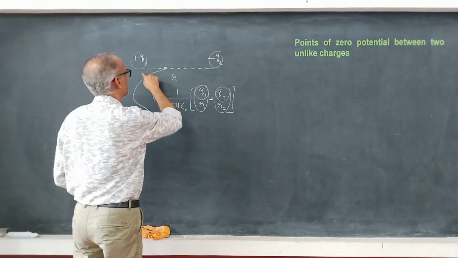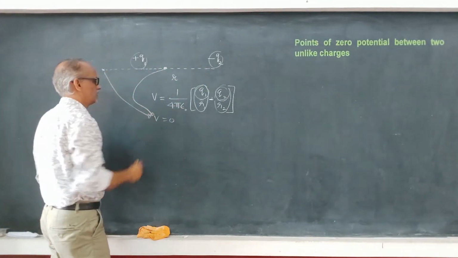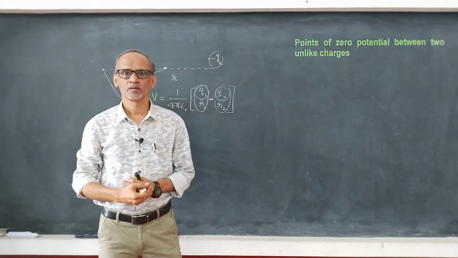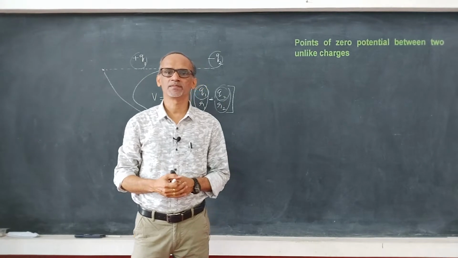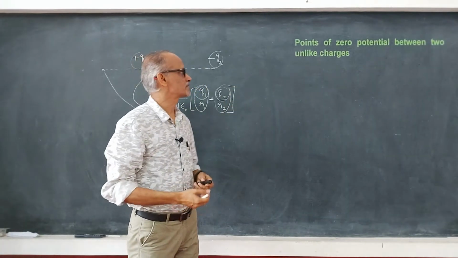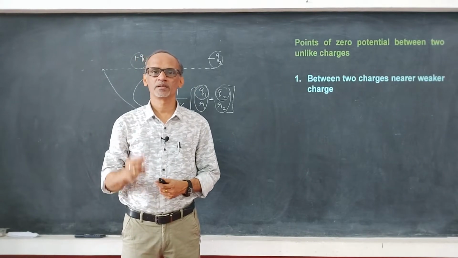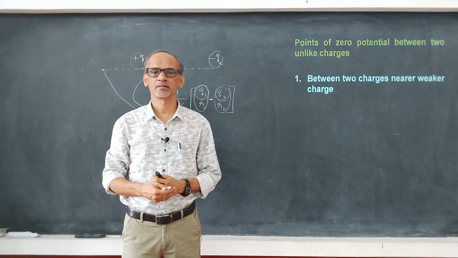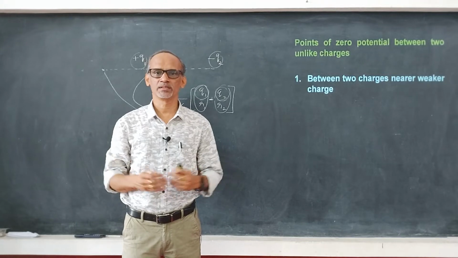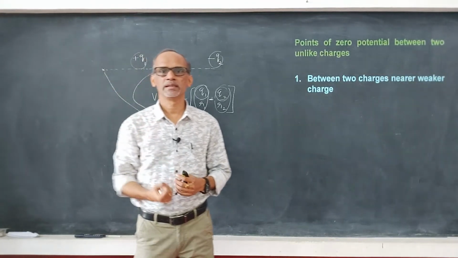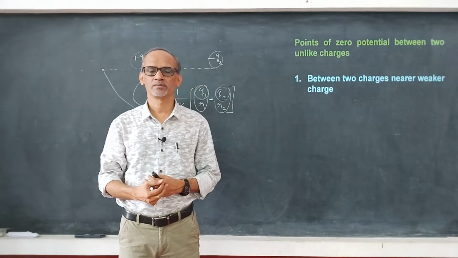Not only here in between, but even outside, there will be a point where potential becomes 0. So this topic is all about finding points of zero potential between two unlike charges. And there are two such points that exist. One, in between the two charges, nearer to the weaker charge. Weaker means lesser in magnitude.